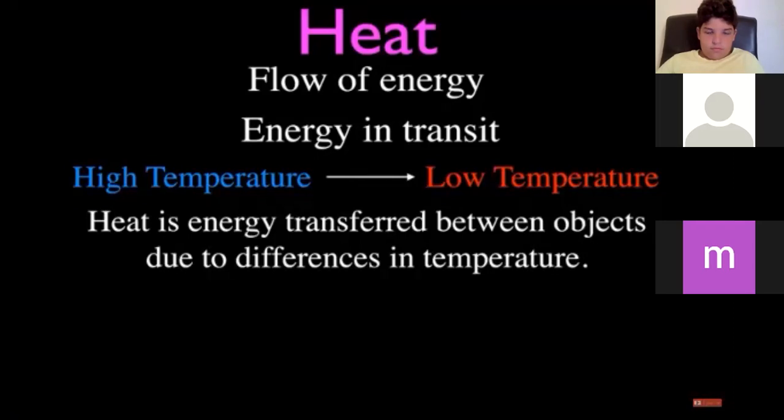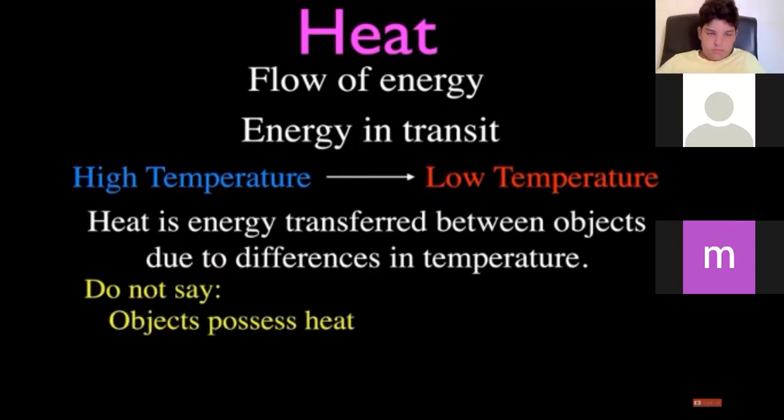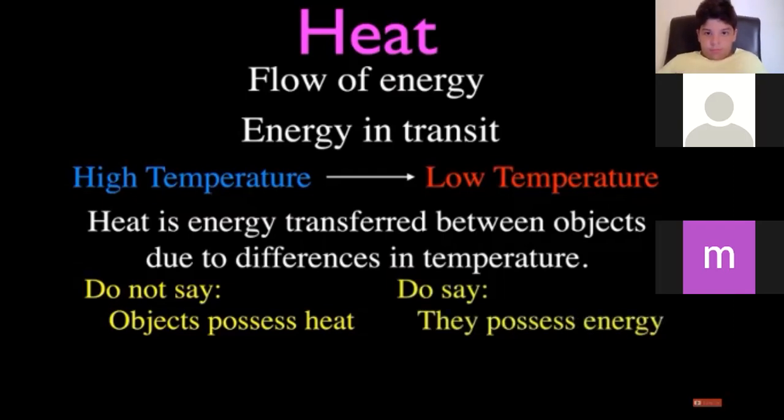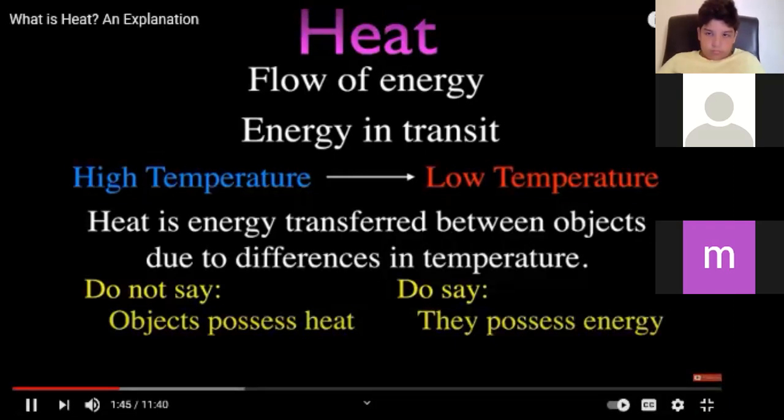Now there are some things we have to be careful about in how we use the term heat. We don't like to say that objects possess heat. We don't like to say, oh, this object has so much heat. We don't say that because objects don't really have heat. Heat is a transfer of energy, so objects possess energy, internal energy, but not heat.